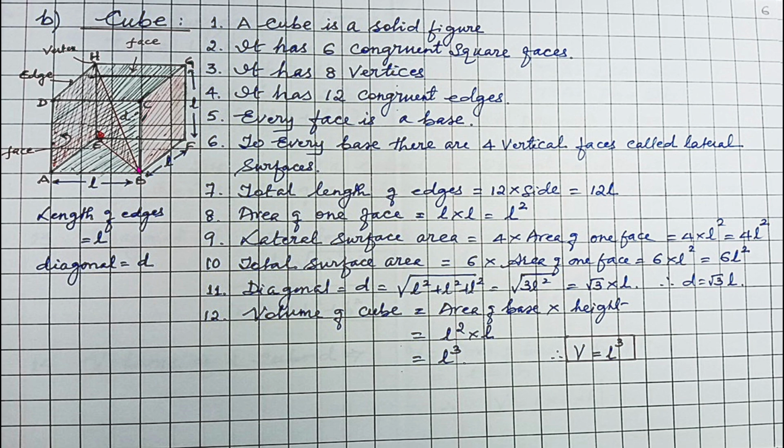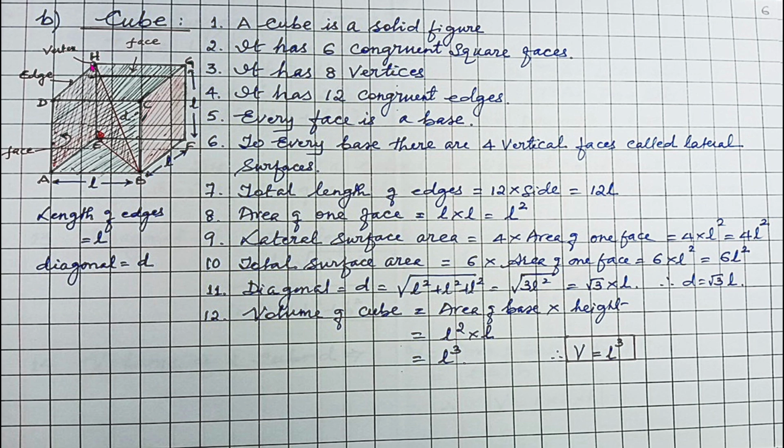Area of one face, that means area of one square face, is equal to side squared, that is L into L, that is L square. The lateral surface area has 4 square faces, that means 4 into the area of one square face, that is 4 into L square, that is 4L square. The total surface area is the sum of the areas of 6 square faces, and therefore it is 6 into the area of one face, that is 6 into L square, that is 6L square.